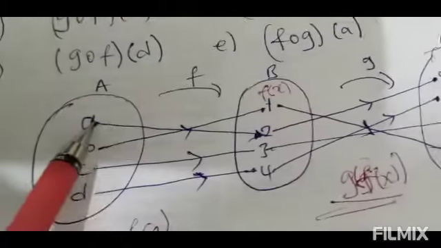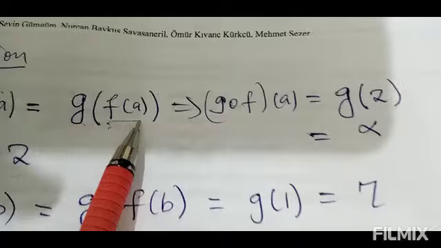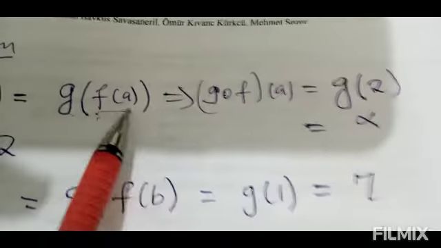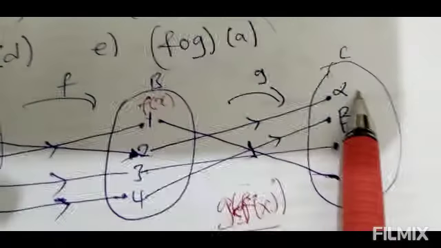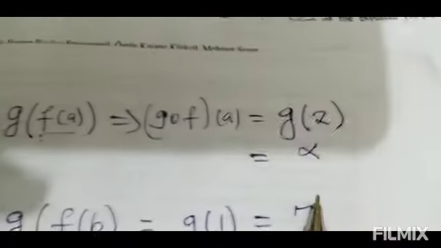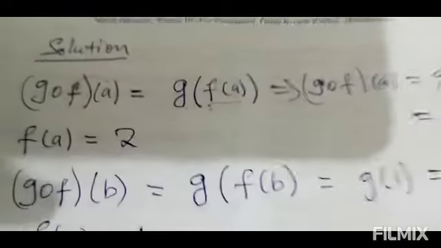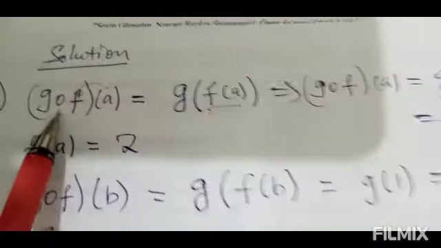f of a goes to what? 2. So f of a is 2. So this becomes g of 2. What is g of 2? 2 goes to alpha. So g of 2 is alpha. We can conclude that g of f of a is alpha.